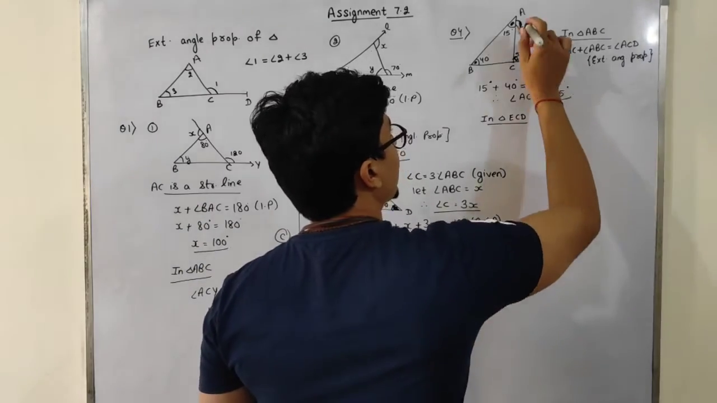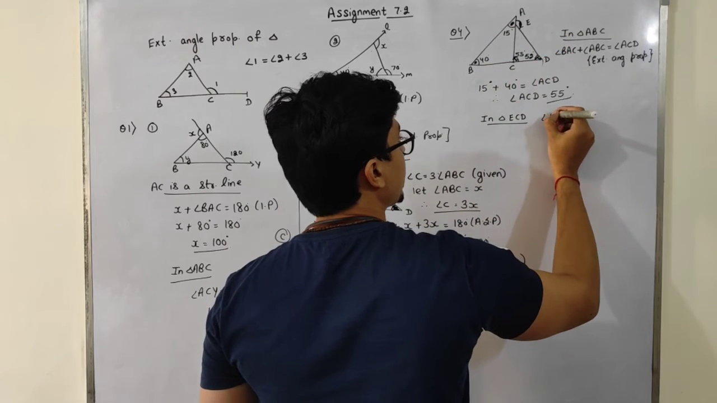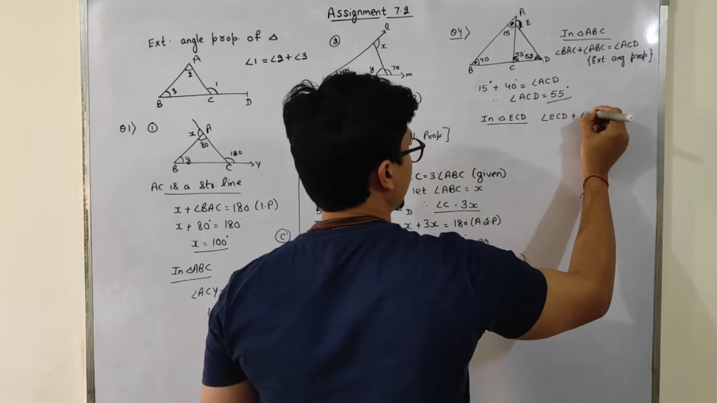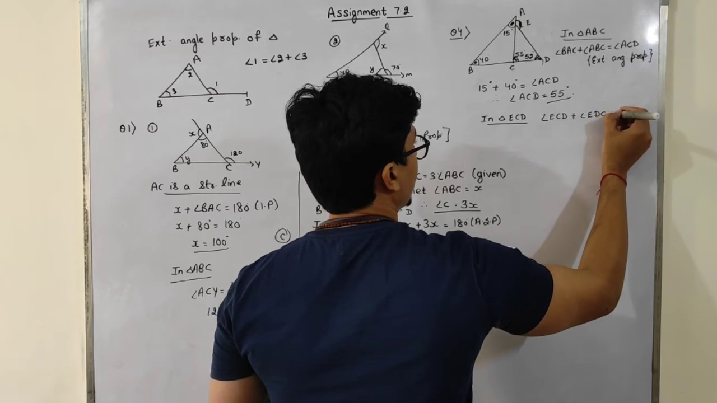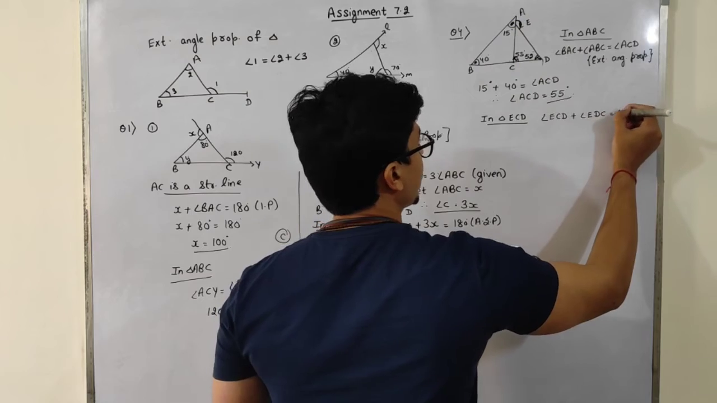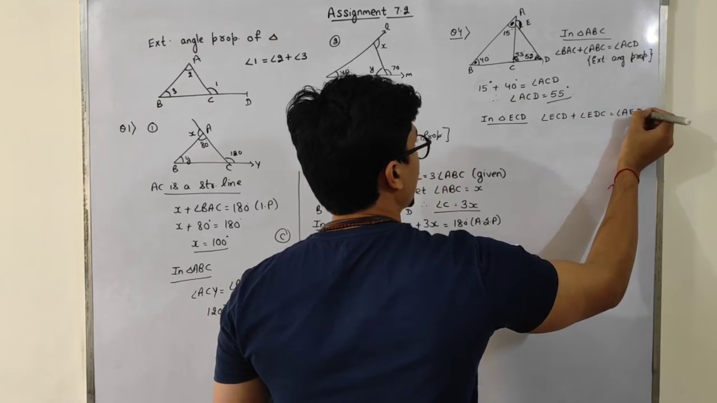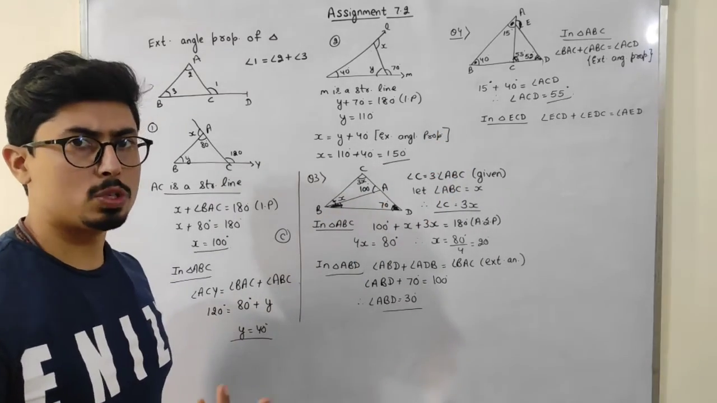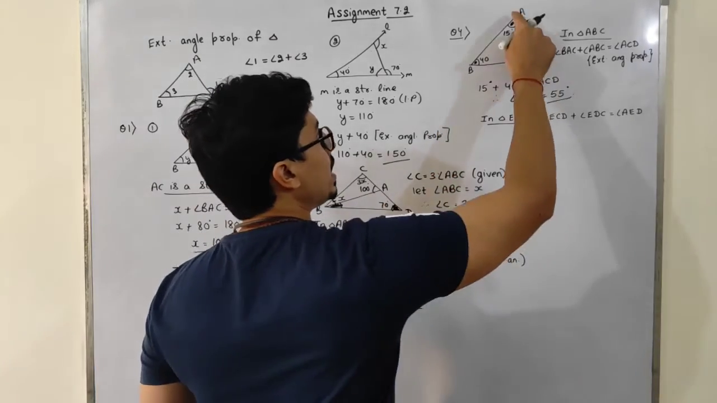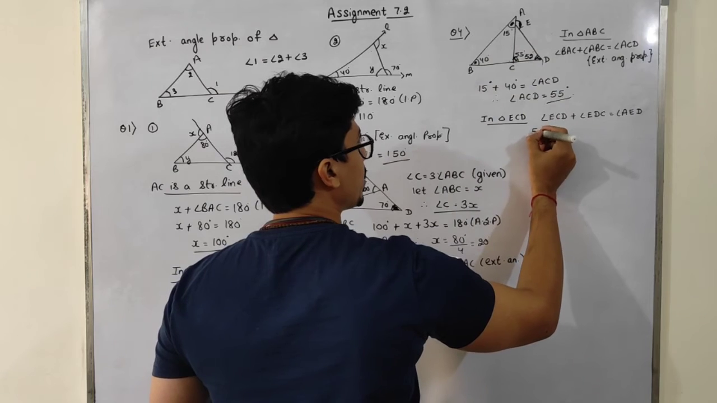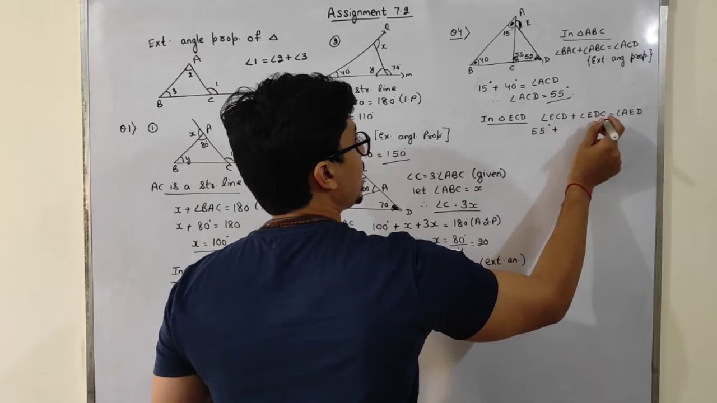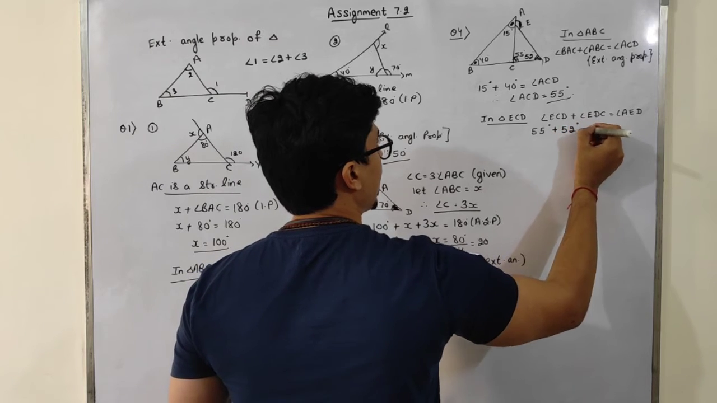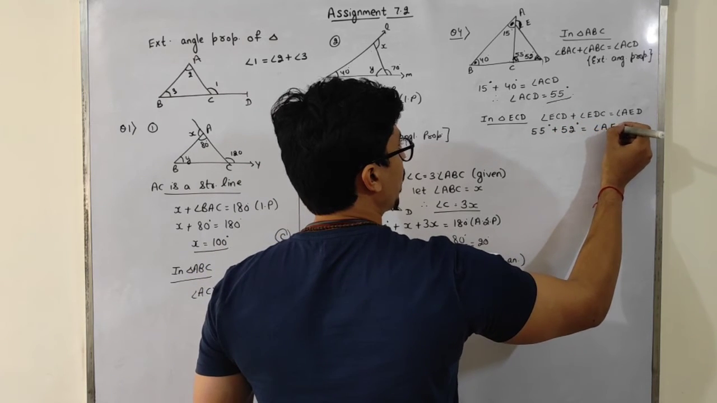So angle ECD plus angle EDC is equal to angle AED by the same property, students, exterior angle property. Now just put the values of the angles. ECD, this is 55 degree. EDC, this is 52 degree. Angle AED, we don't know because we have to find that out.